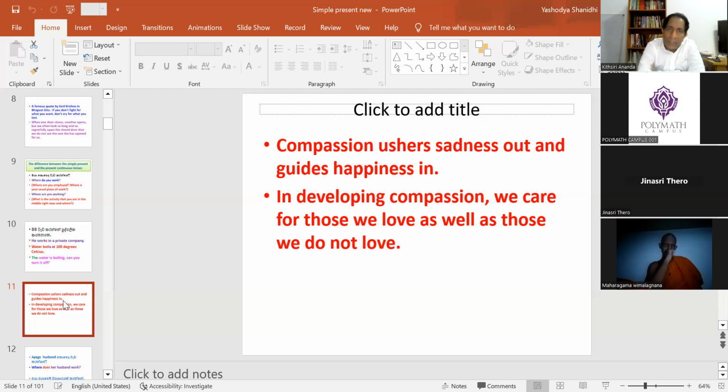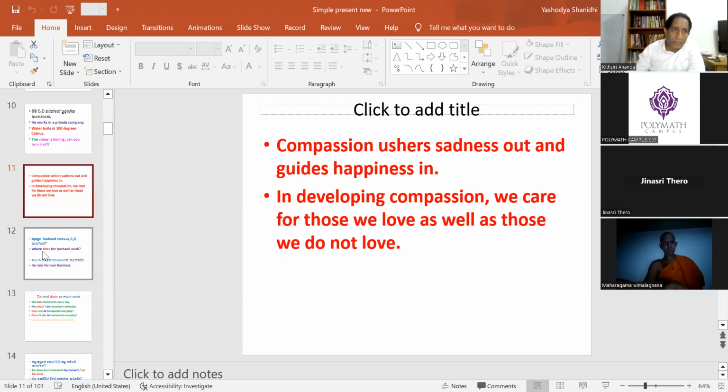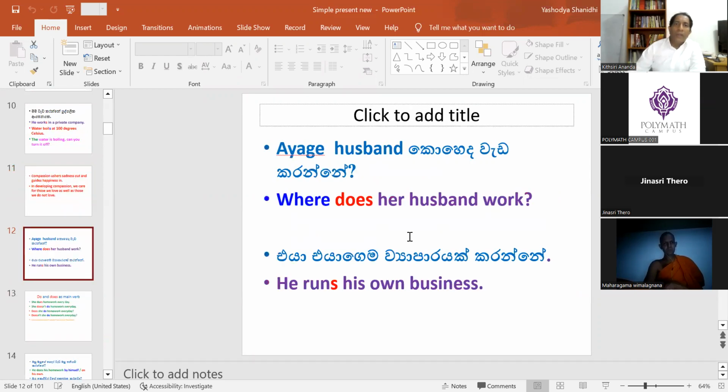In developing compassion, we care for those whom we love as well as those whom we do not love. So compassion is being assistive and supportive even towards those not known to us, known and unknown both, without any intention of getting anything in return. We being assistive, supportive, compassion.